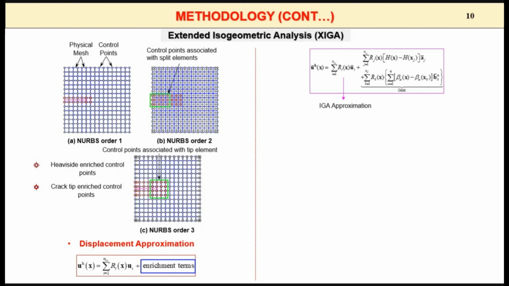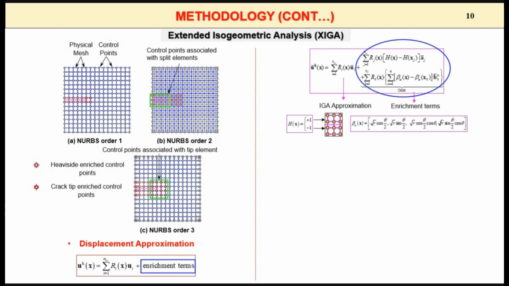And this enrichment term is of two types. This is the Heaviside function, and this is the asymptotic crack tip enrichment function. So we know when we have displacement discontinuity, it means one side of the crack takes a positive value and one side of the crack takes a negative value. So this Heaviside function is similar to that. If x is positive, its value is +1, and if x is negative, then it takes -1.